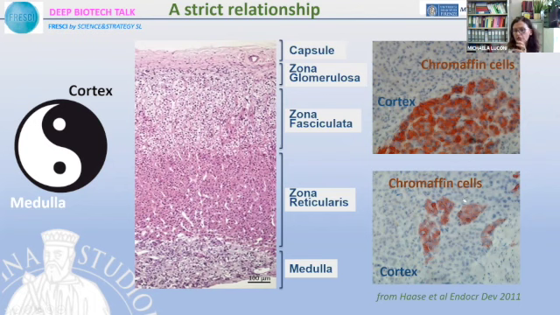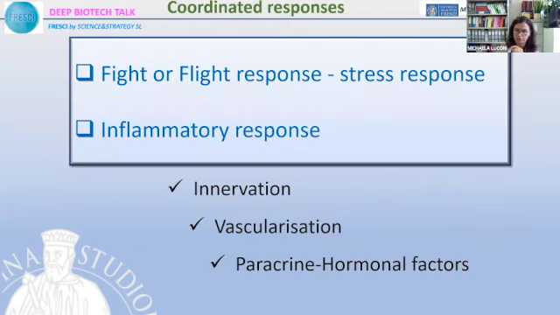Chromaffin cells can also be found not only in the central part of the gland, but also dispersed in the cortical outer part of the gland. So there is really also a physical interaction between these two components. And this crosstalk helps regulate coordinated responses resulting from the cooperation of these two adrenal components, such as the stress response initiated by the catecholamine, and then integrated and maintained by the cortical secretion, and also the inflammatory response.